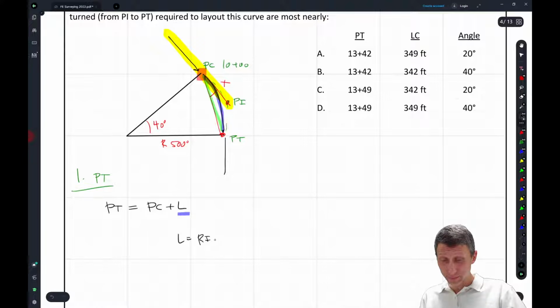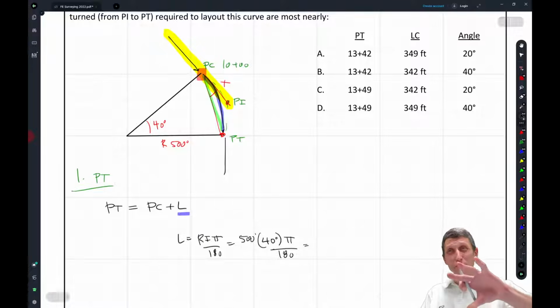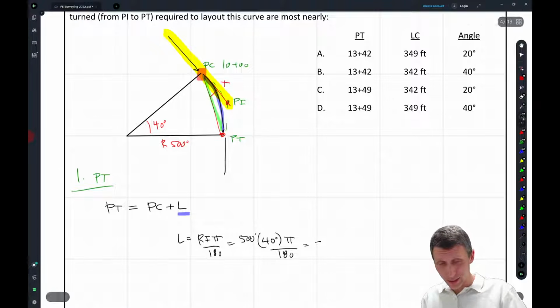L equals R times I times pi over 180, and that's going to equal 500 feet times this angle, 40 degrees, times pi divided by 180 to go from degrees to radians. So this is just a fraction of the diameter, essentially. And what do we get? We get 500 times 40 times pi divided by 180, and I got about 349 feet.